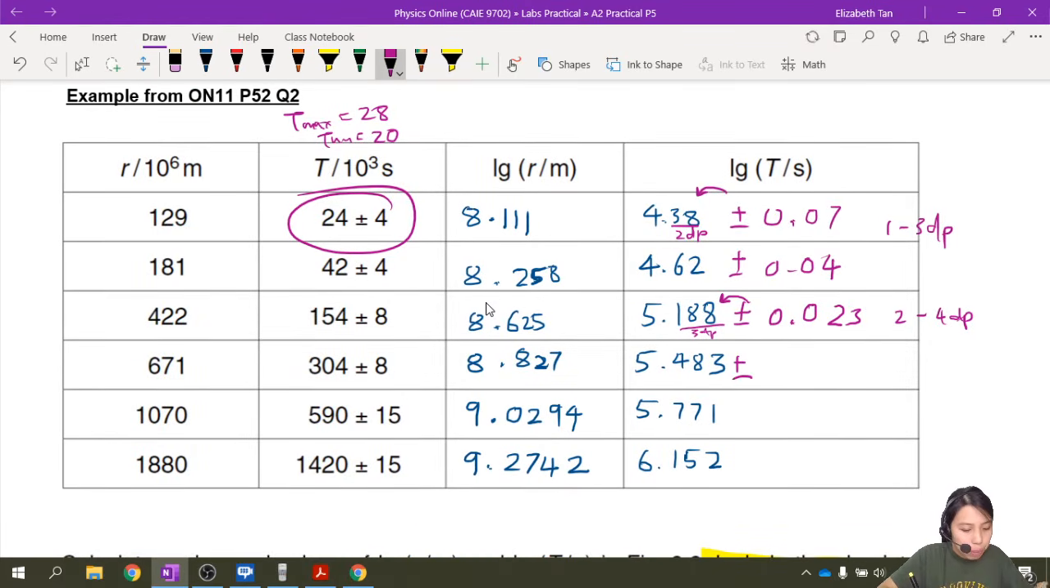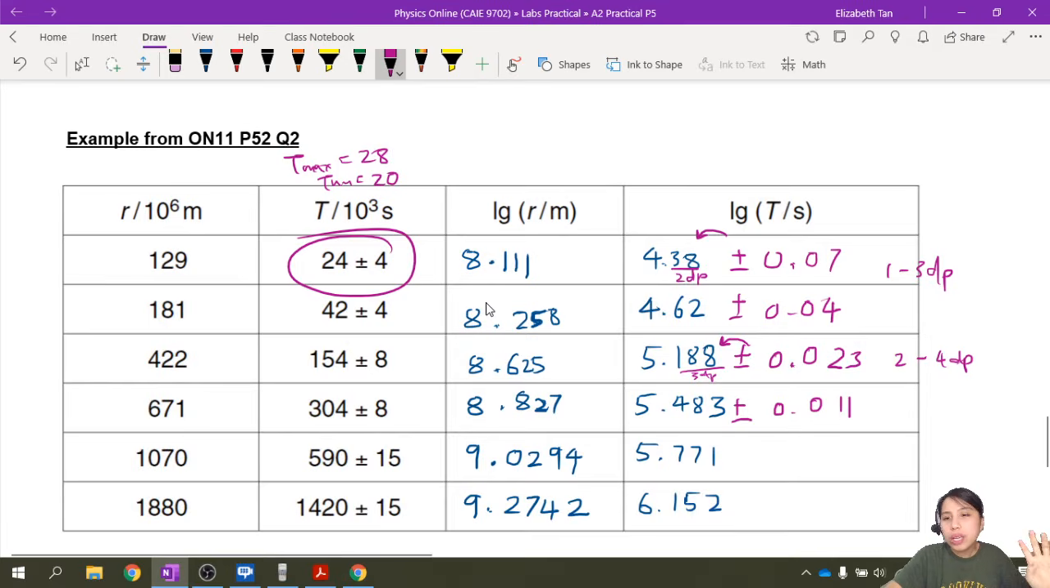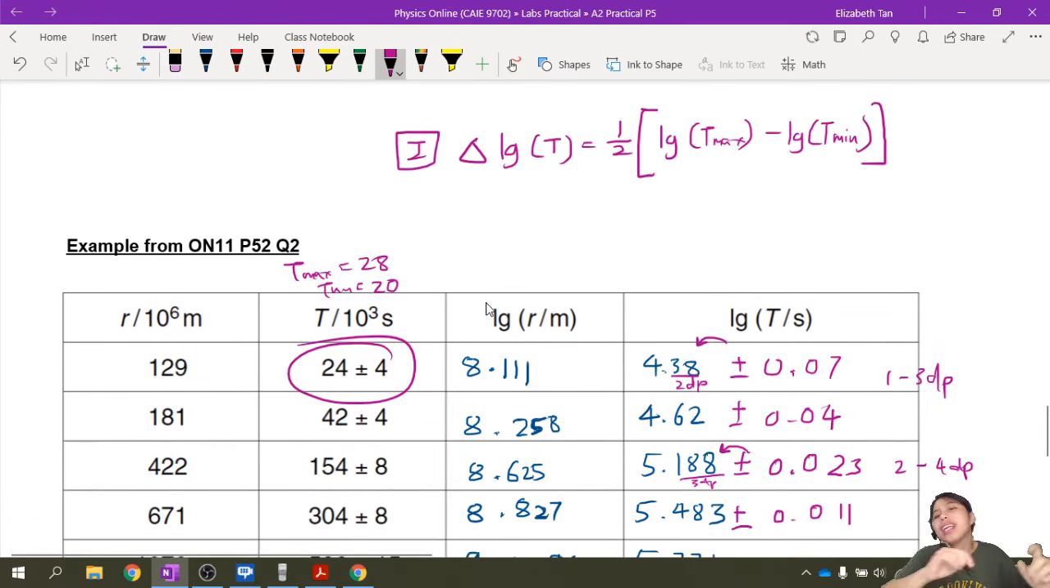Now this one, 5.483, you get 0.011. Okay, so I'm going to pause there. If you are doing this half range method, you'll find like, wow, miss, I press calculator until my hand is very tired. Is there a way to shorten this? Yes. Let's see if we can shorten this.